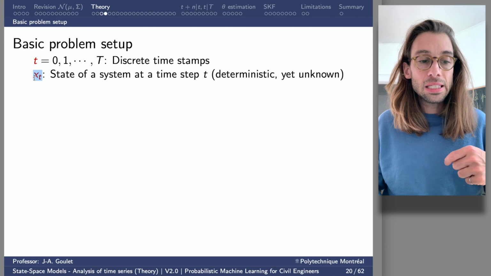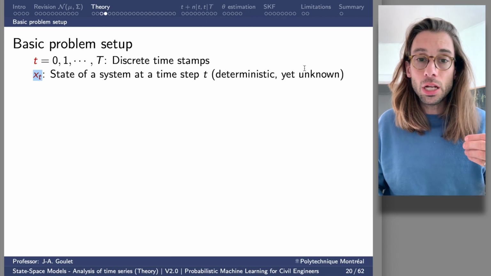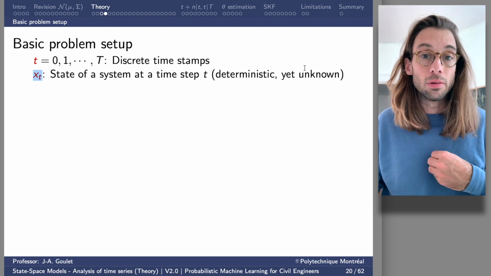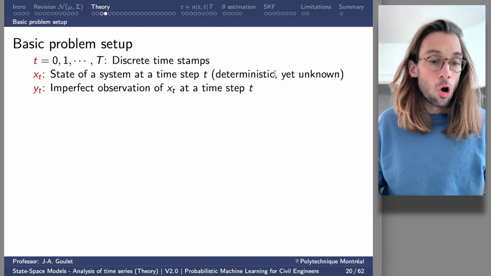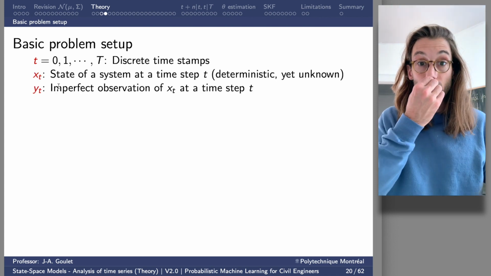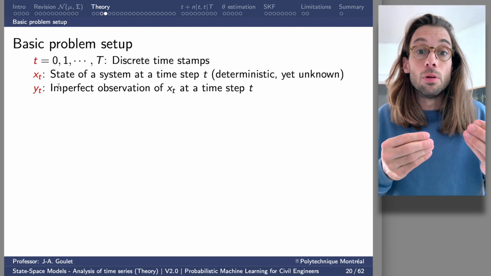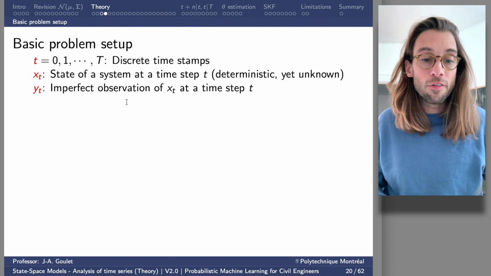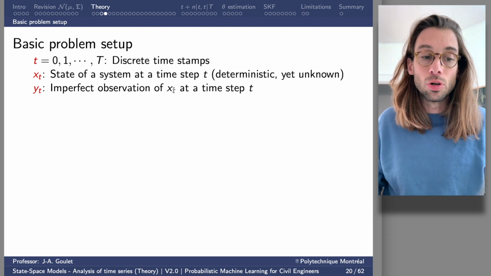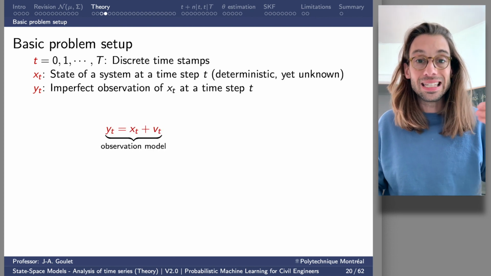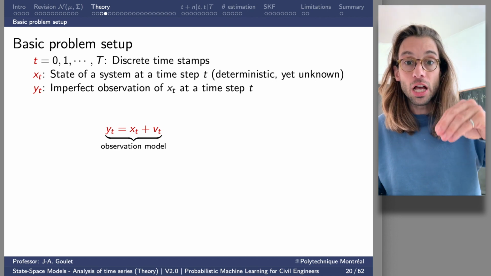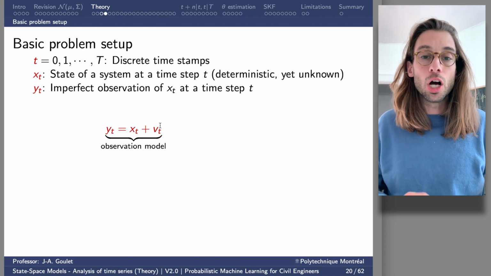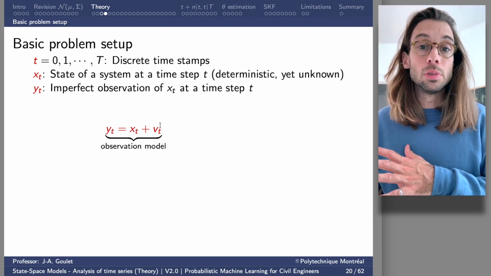So xt, fundamentally, is a deterministic quantity, yet our knowledge of xt is imperfect. It's currently unknown. yt is what we observe, the actual temperature observation as a function of time t. So yt is going to be xt, the actual temperature, plus vt, an observation error. This equation is what we call our observation model.